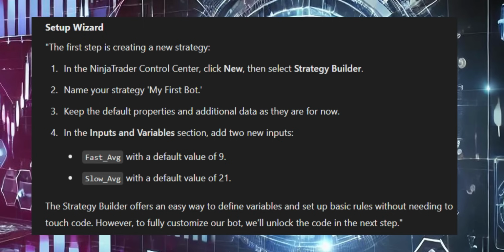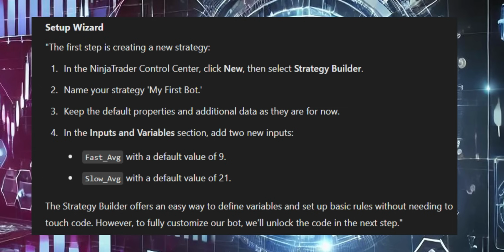Setup Wizard. The first step is creating a new strategy. In the NinjaTrader Control Center, click New, then select Strategy Builder. Name your strategy, My First Bot. Keep the default properties and additional data as they are for now.